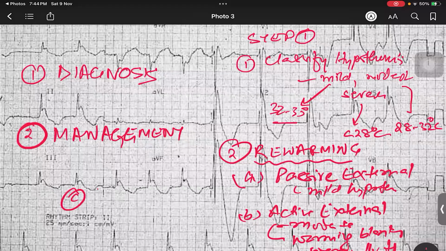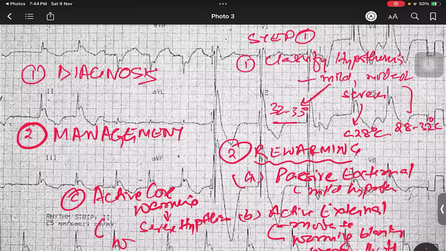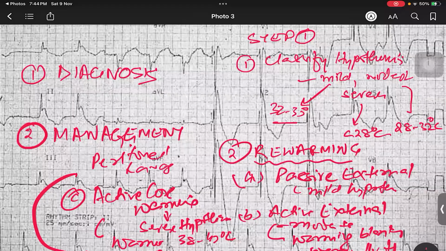Then is active core warming. Active core warming is done in cases of severe hypothermia. How do you do that? You give them warmed IV fluids at a temperature of 38 to 42 degrees centigrade. Warmed oxygen you give to these patients. And then you can do peritoneal dialysis or lavage with warm water. And then, of course, fourth is extracorporeal warming.